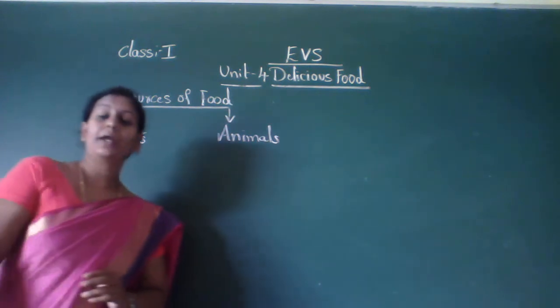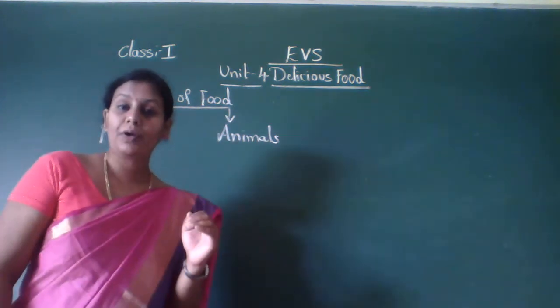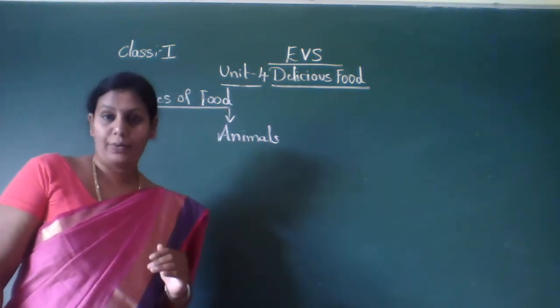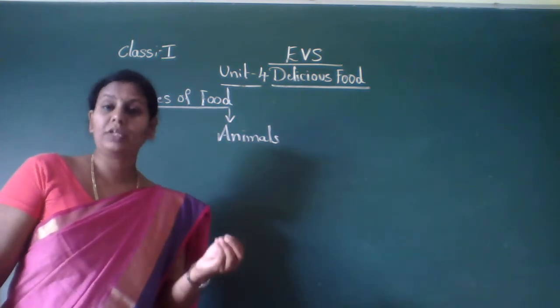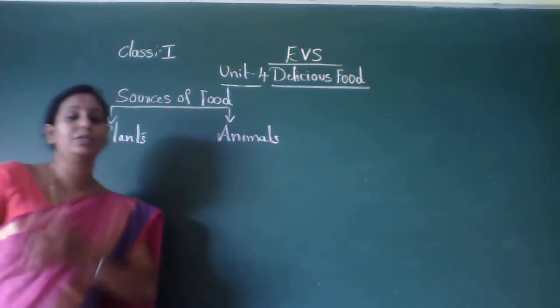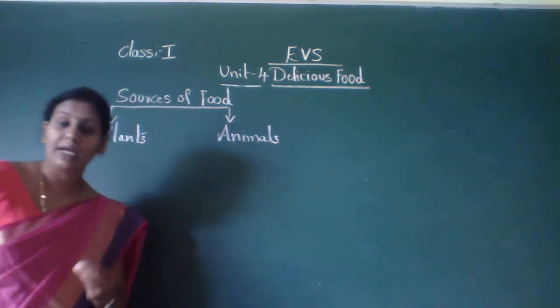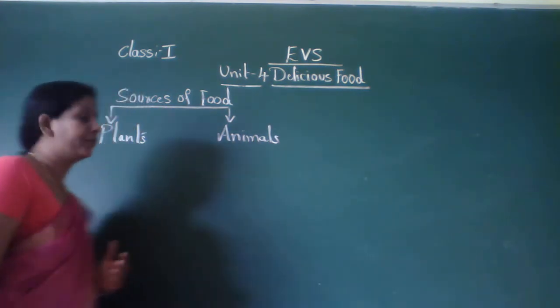Most of the food items we eat in everyday life come from plants. And I told you we get food from different parts of plants, isn't it? I already told you in the previous class. So what are the food items we get from plants? Now tell me, children, what are the food items we get from plants?